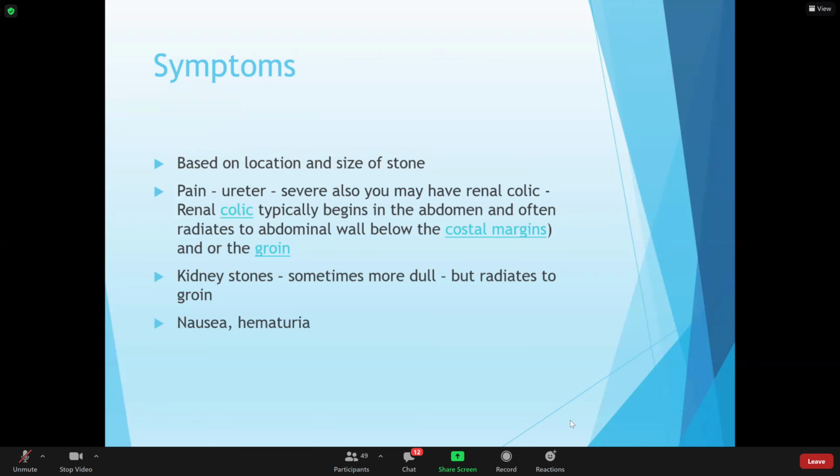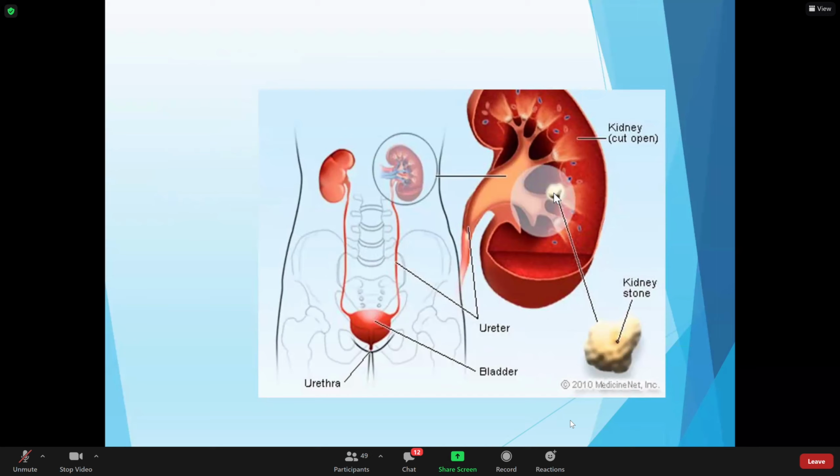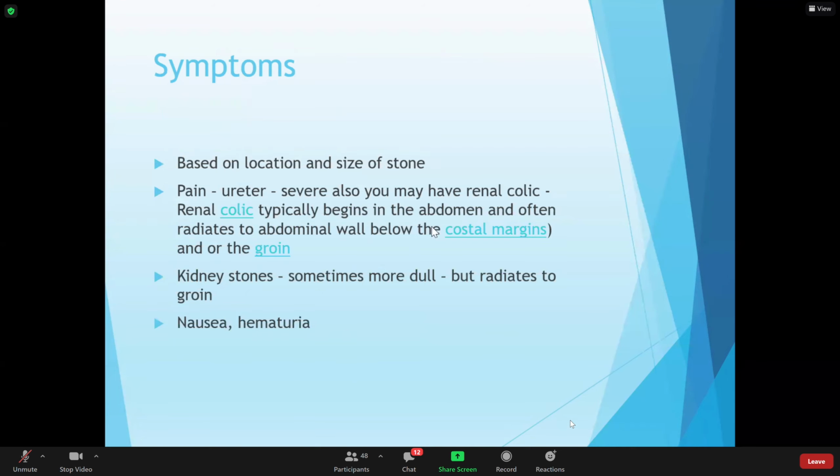There's a type of pain if the patient has a stone, usually within their kidneys or their ureter, called renal colic. Typically begins in the abdomen and often radiates back to the back, right where that costovertebral angle is. That's right below your 12th rib in the back. This is called renal colic. This could be because the stone is in the ureter, could be because the stone is in the kidneys, but this is the type of pain that the patient comes in and describes to you.